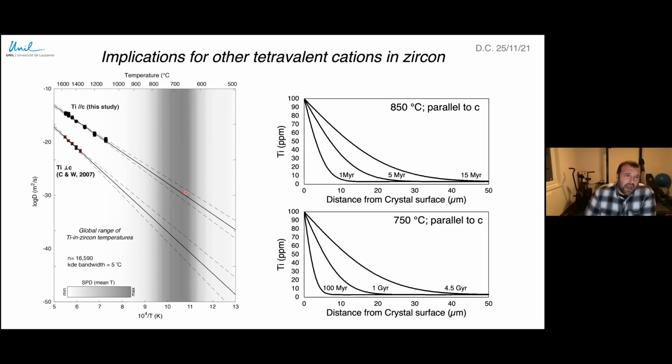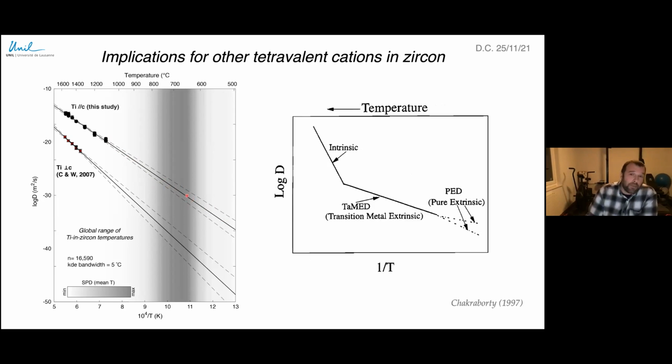But in addition to that, we also have to assume that this trend maintains linearity throughout a very large temperature range. And that may be the case, and in some cases, it may not be the case. So this is a figure that I've borrowed from Chakraborty 1997, which is basically showing how these sorts of kinks can develop in Arrhenius trends based on these different diffusion domains.